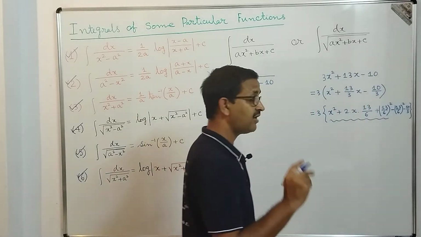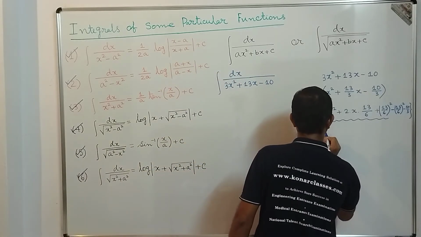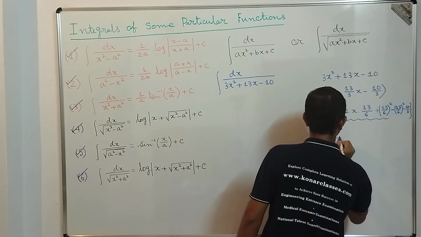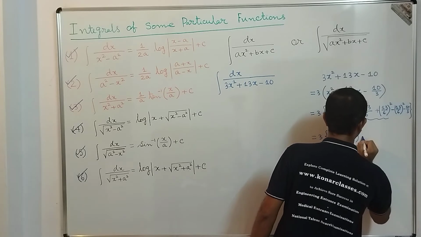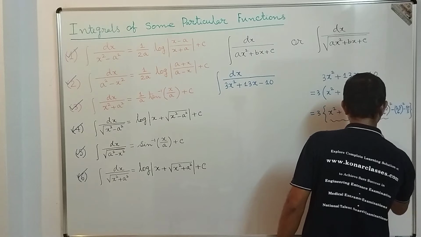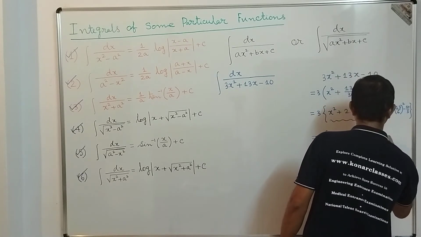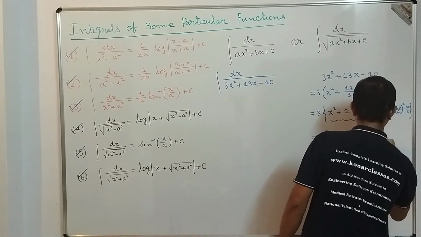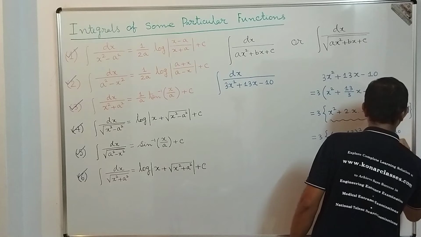So if you look into the first three terms, this is equal to 3 into x plus 13 by 6 whole square, minus 13 whole square by 36, that is 169 by 36, minus 10 divided by 3.